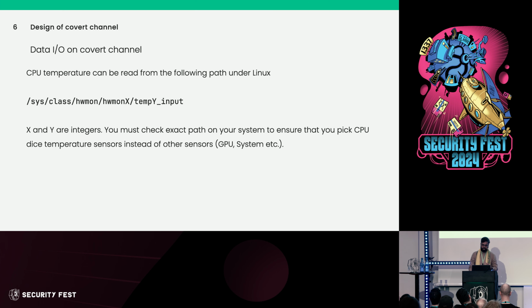For reading the temperature, generally this is the path. X and Y are integer values. On different systems, you will have slightly different values for the same sensor. So before you do this, you need to figure out exactly which of the temperature sensors is going to tell you the temperature of the CPU. Okay? So you need to figure that out, then you just keep repeatedly reading the value out of it, and then find the fluctuation and decode back, doing all the dance in opposite directions.